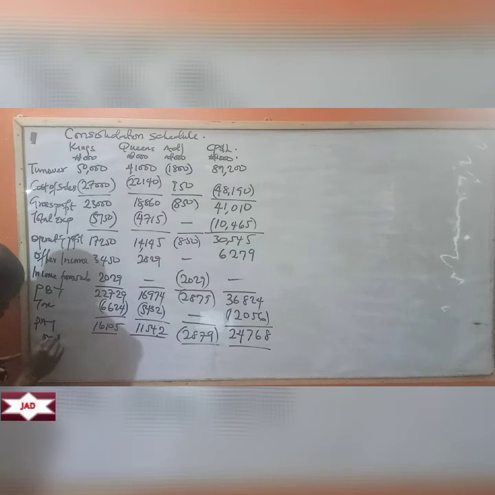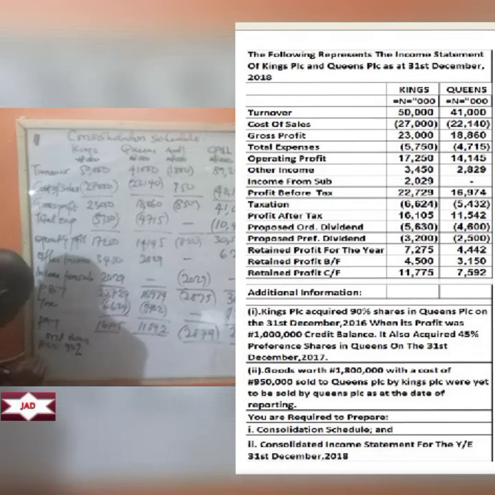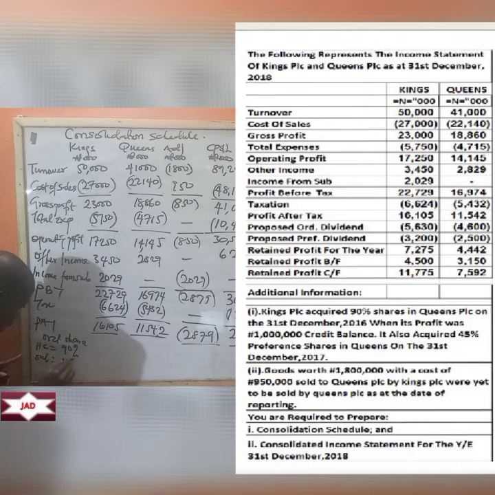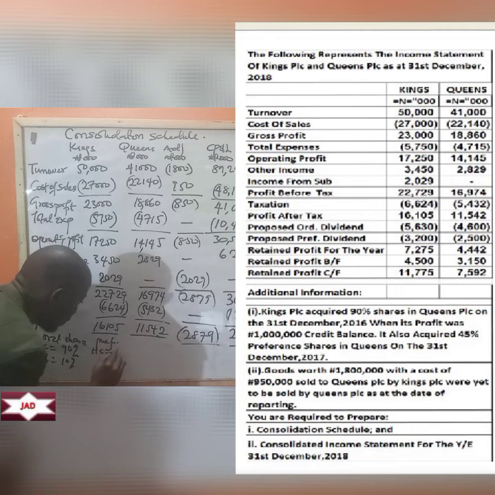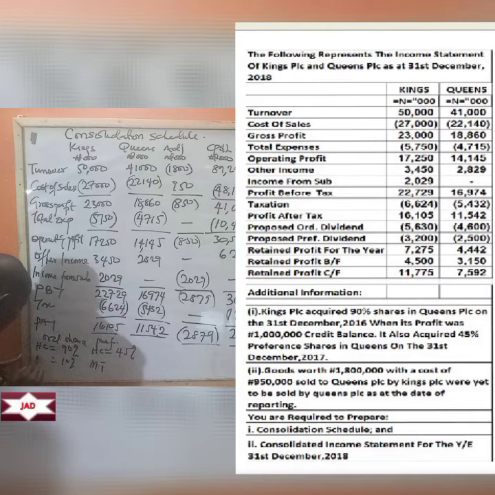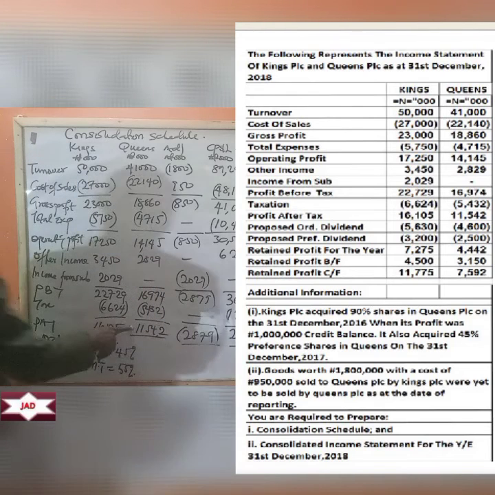So ordinary share structure, holding company is 90%, sub is 10%. Preference share, holding company is 45%. Minority interest, excuse me, is what? 55%. Okay, so here we have what?